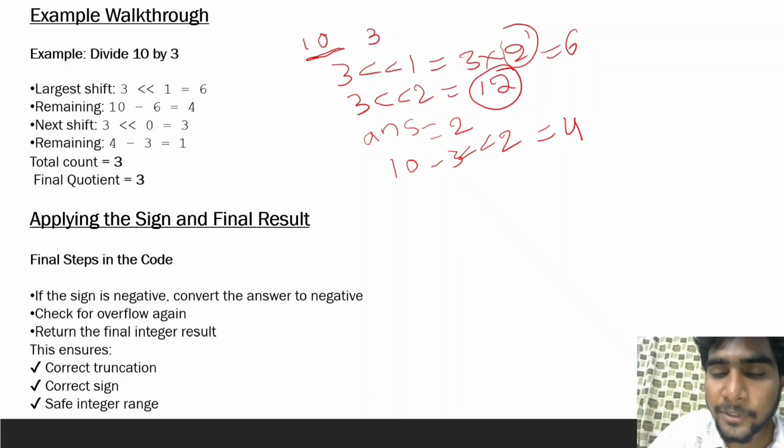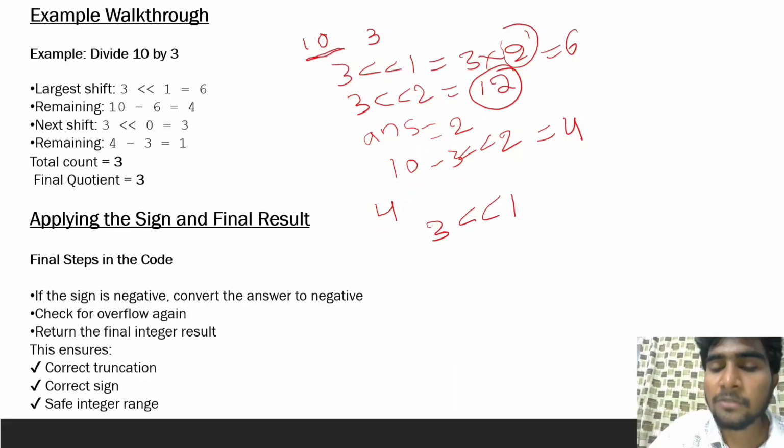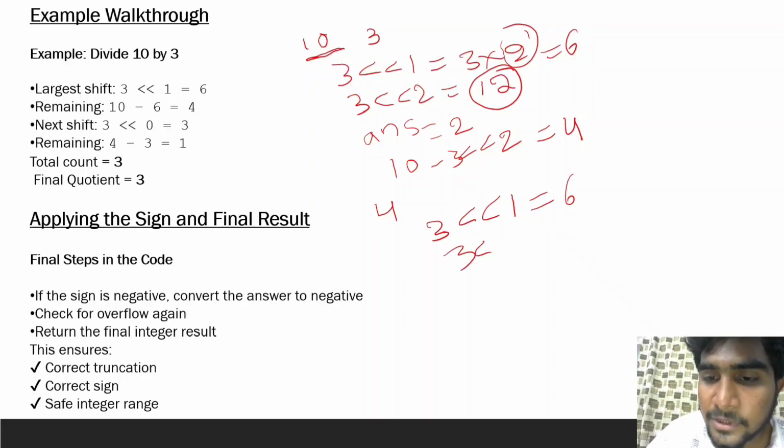Now for 4, 3 left shift 1 equals 6, which is greater than 4. So 3 left shift 0 is 3. 3 is less than 4.